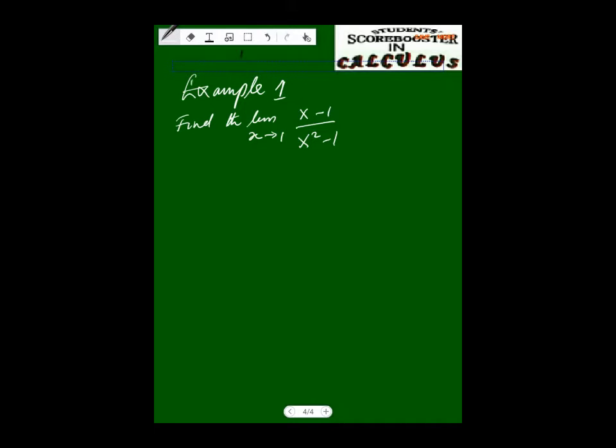One tricky thing about limits is that at first instance you see them as being very simple, but if you make the mistake of just attacking it the way you see it, then you're going to get it wrong. So let's look at this one. Score booster solution goes thus.